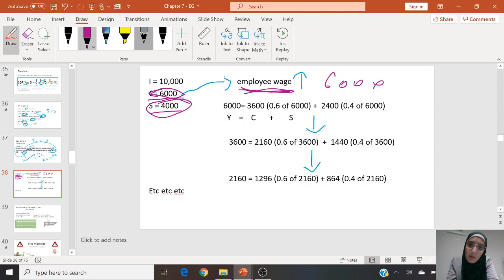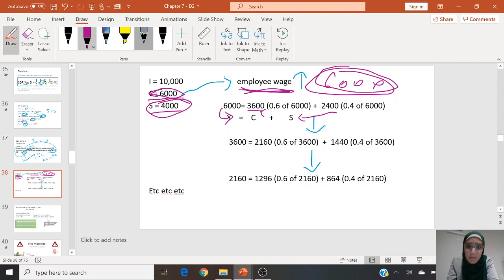In that case, employees have an increase in their salary of 6,000. So 6,000 becomes their new, increased income. Out of the 6,000, 0.60 is again the MPC and 0.40 is the MPS. They're going to consume 3,600, because 0.60 times 6,000 equals 3,600, plus 2,400, which is the savings. So savings is 2,400, consumption is 3,600.